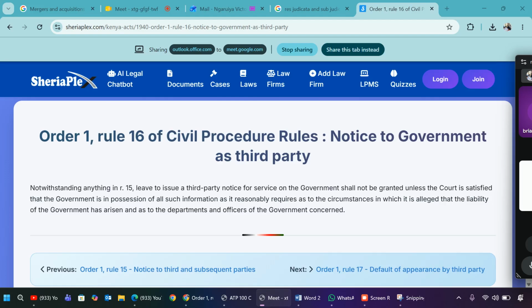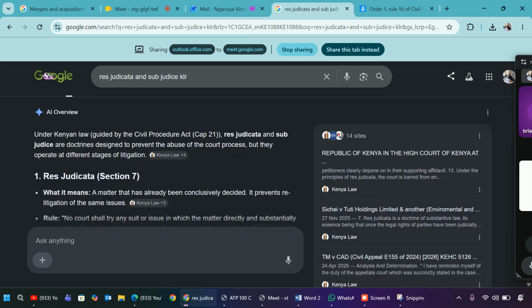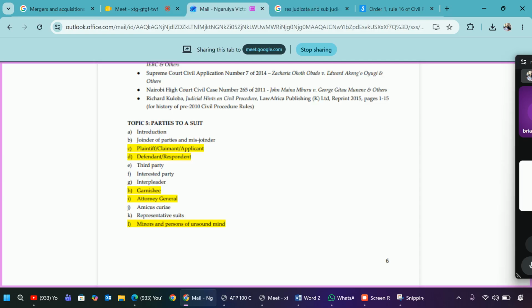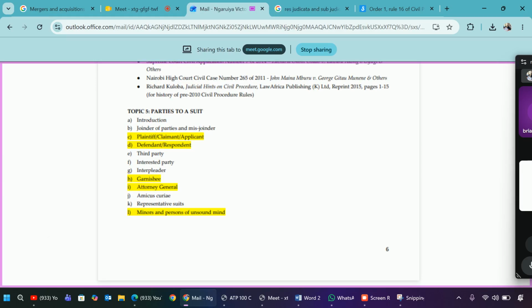So whenever you're drafting a third party application and there is the government involved, remember, the examiner will be keen. The exams are being marked by advocates. So they must see how you have attempted to prove to the court that the government is in possession of all such information, or that it is this officer in this department who is in charge of this information. This is to avoid unnecessarily dragging the court and the government, from the angle of saving public money.